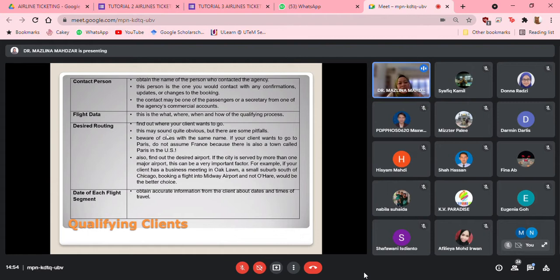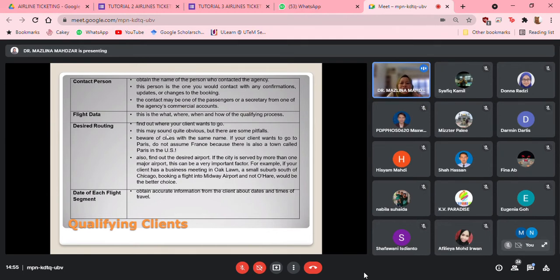Okay, next, in the process of qualifying the clients, the flight data. Itinerary lah. You kena tahu lah, this is the most important lah. This is the what, where, when, how of the qualifying process. So you need to know what is the passenger's desired routing, itinerary. Okay, ini nampak macam remeh je, tapi sometimes you kena pastikan, sebab kenapa? You kena pastikan, make sure that city yang dia nak pergi tu, sebab kadang-kadang ada city di dunia ni mempunyai nama yang sama. Jangan you tersilap buat booking tempat-tempat lain.